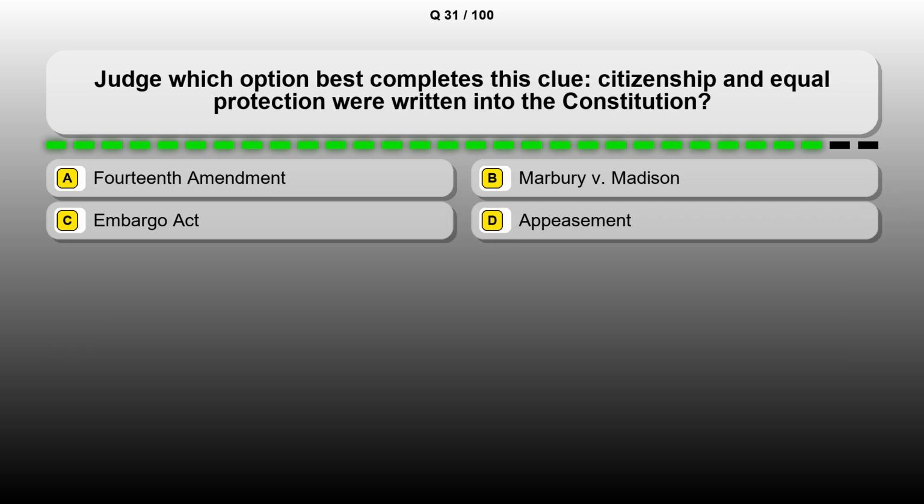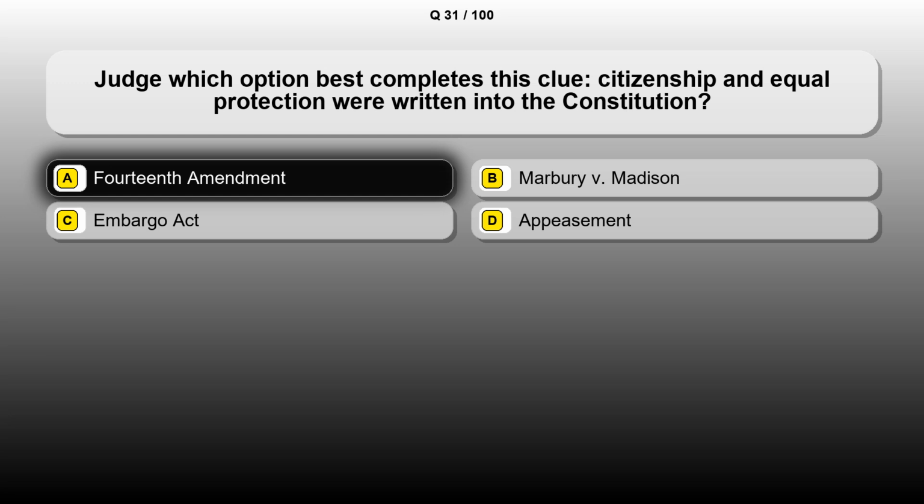Question 31. Judge which option best completes this clue. Citizenship and equal protection were written into the Constitution. Option A, 14th Amendment. Option B, Marbury v. Madison. Option C, Embargo Act. Option D, Appeasement.